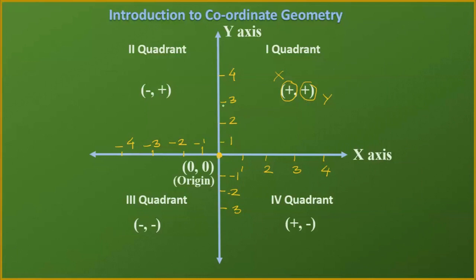So this way we can find out the sign of any particular coordinate with the help of their quadrant also. Now see, suppose I have one coordinate (2, 3). I told you earlier, 2 will be called your x coordinate while 3 will be called your y coordinate. But they have some more technical names also. 2 is my abscissa, and 3 is called the ordinate.